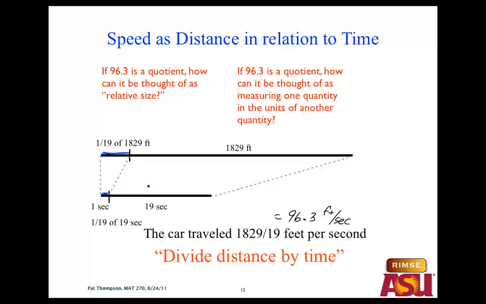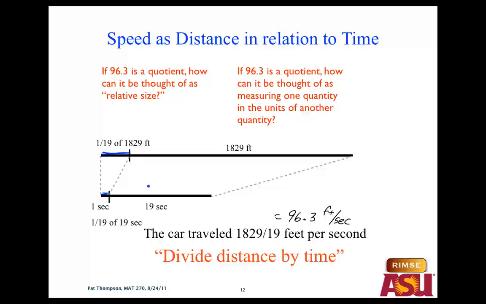Let's see, where is Gilberto? Well, 96.3 corresponds to 1/19th of 1,829 feet, which is 1/19th, which corresponds to 1 second. Okay, sure, that's true. So it's the size of, go ahead. Well, I remember we said in the other class, relative size is measuring one quantity in terms of another. So that's kind of the second question. Yeah, that's the second question. They're very similar because it's both the same number, but how are they different?